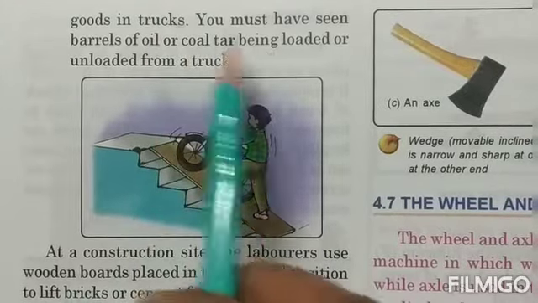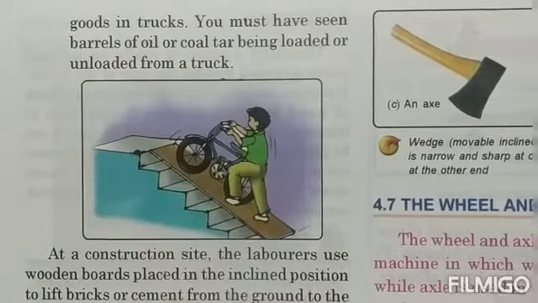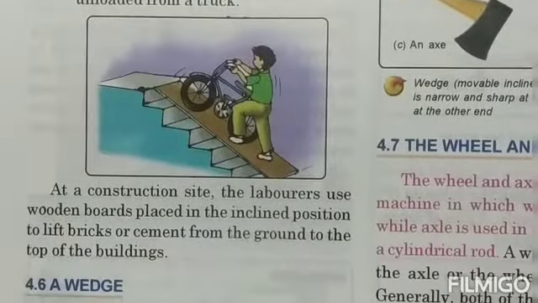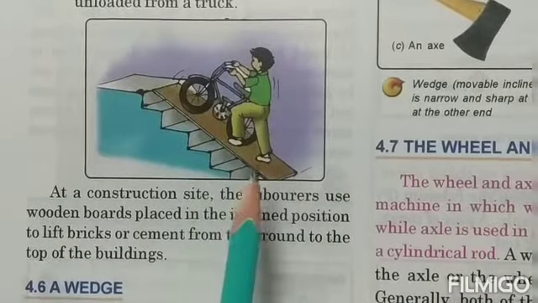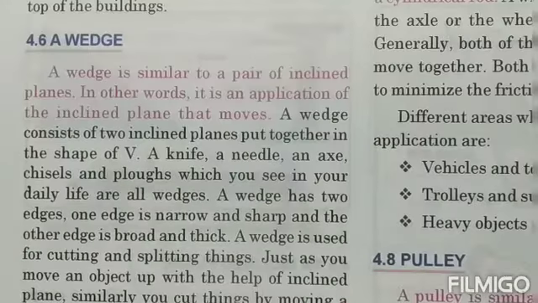See the goods in the truck. You must have seen the barrels of oil or coal tar being loaded and unloaded. And see, this is how the person can move the cycle easily by means of an inclined plane.